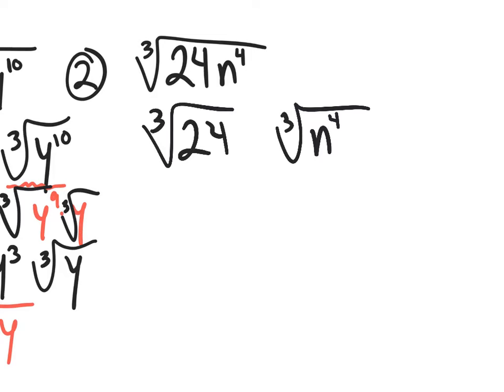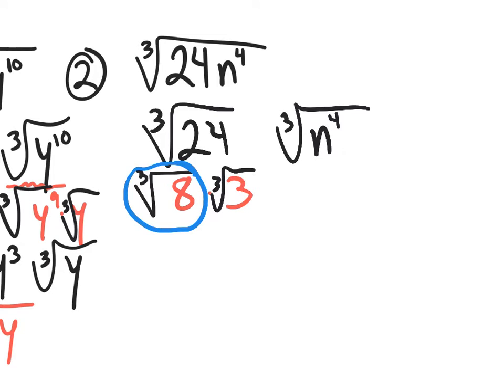Now 24 is not that big, so you could actually just start thinking, okay, what's 2 times 2 times 2? That's 8. 3 times 3 times 3 is 27. It's already too big. So we're going to use the perfect cube number 8. So I'm going to rewrite it as 8 times 3, and I am going to split the cube root. And we all know that the cube root of 8 is what? 2. And the cube root of 3, I'm just going to bring it down.